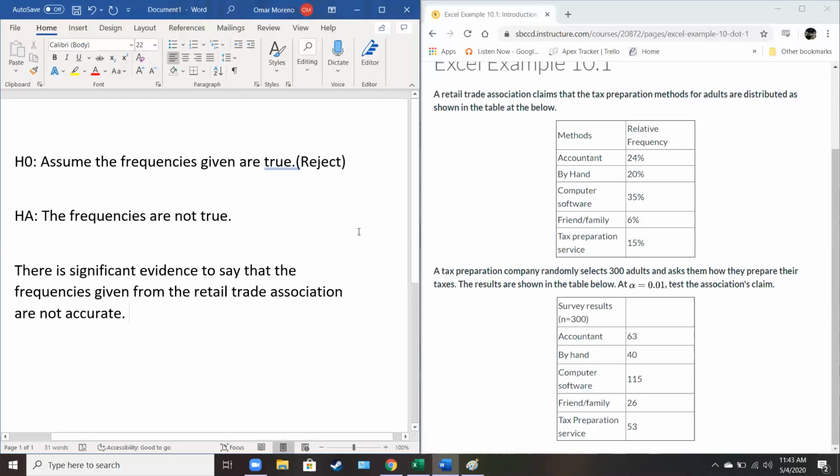This test is just comparing these two claims. Assume these percentages are true versus the alternative: there is some sort of difference. I'm not saying which one's wrong. They could all be wrong, or maybe one of them is wrong, but there is some sort of difference. And that's what the goodness of fit test can be used to do for categorical data. It can be extended to a bunch of other situations, but this is just one of those situations.